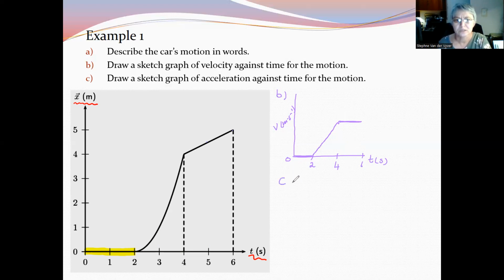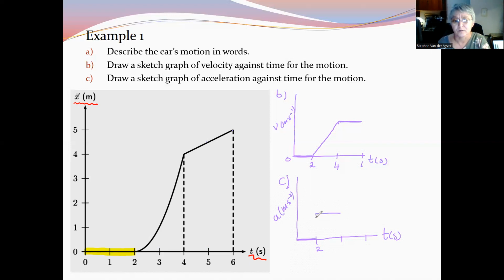Question C wants us to draw a sketch graph of the acceleration against time. So we need to label the acceleration time graph: 2 seconds, 4 seconds, 6 seconds, and a for acceleration in meters per second squared. In the first 2 seconds, the object wasn't moving, so the acceleration is 0. And then next 2 seconds, we don't know what the acceleration was, but it was definitely positive.